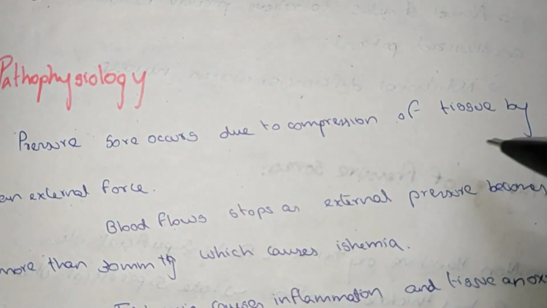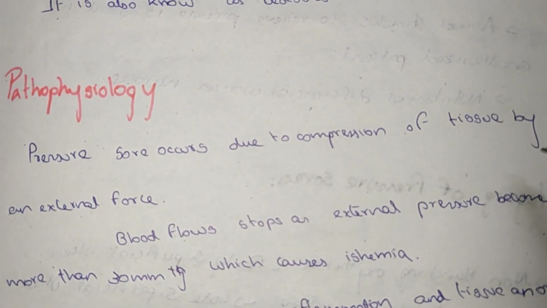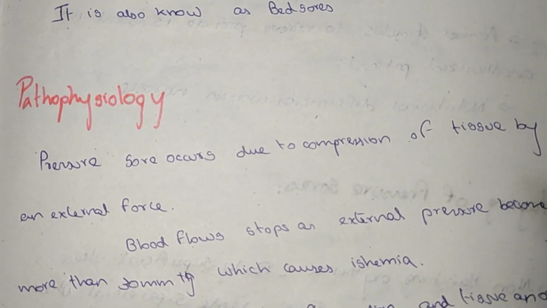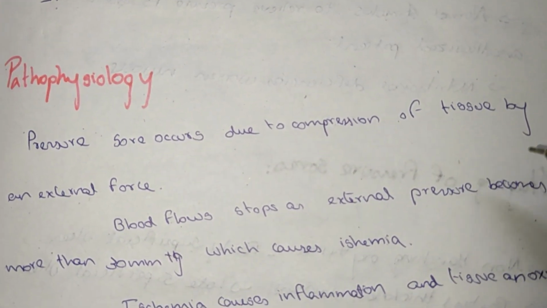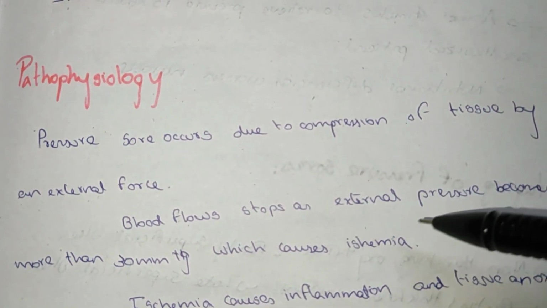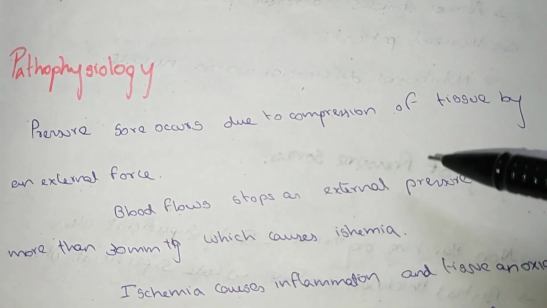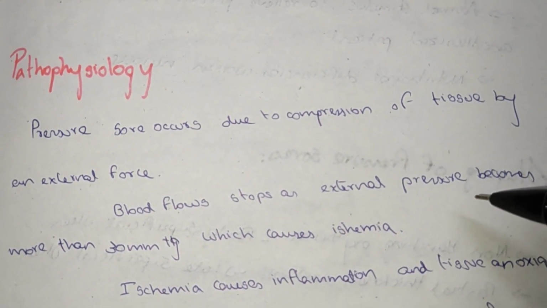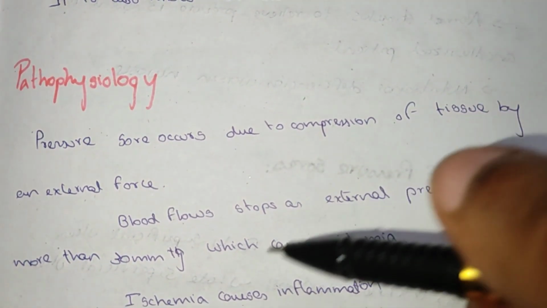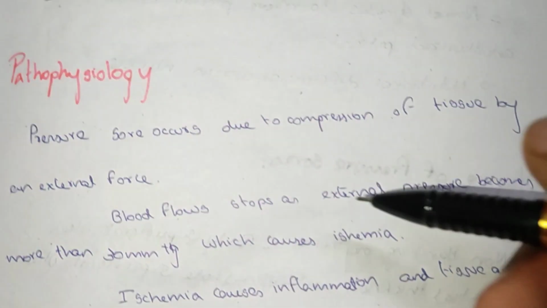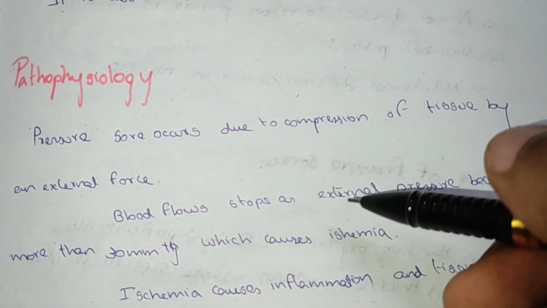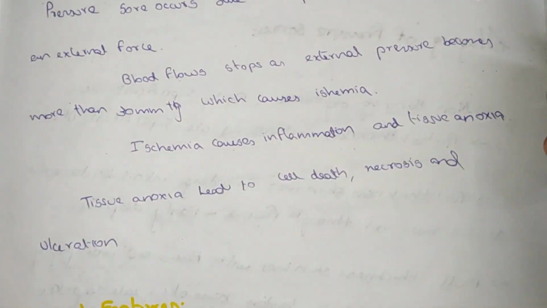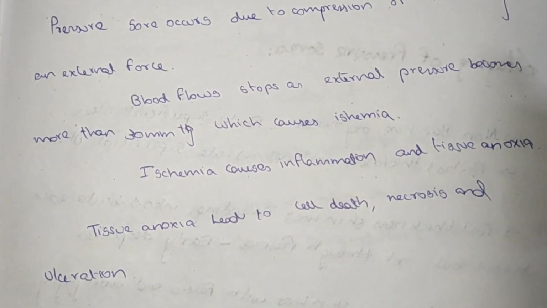Pressure sores occur due to the compression of the tissue by an external force. Any external force which compresses the tissue causes pressure sores. How does it cause pressure sores? The blood flow to the area stops when the external pressure becomes more than 30 mmHg. When the external pressure exceeds 30 mmHg, the blood flow to that particular area gets stopped.